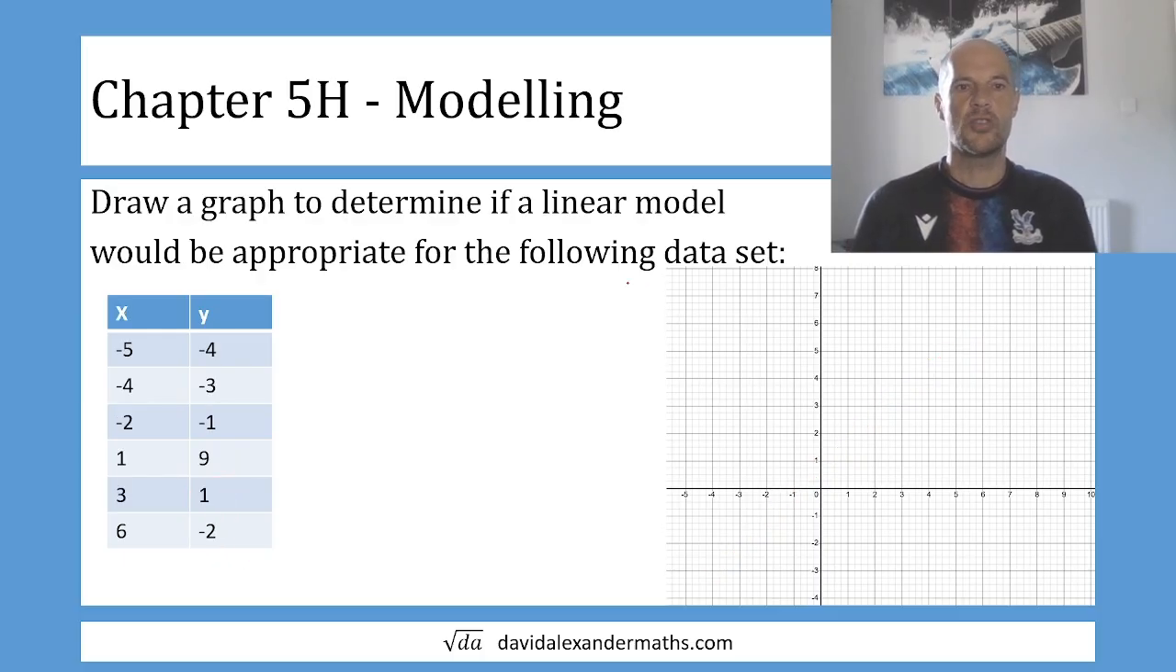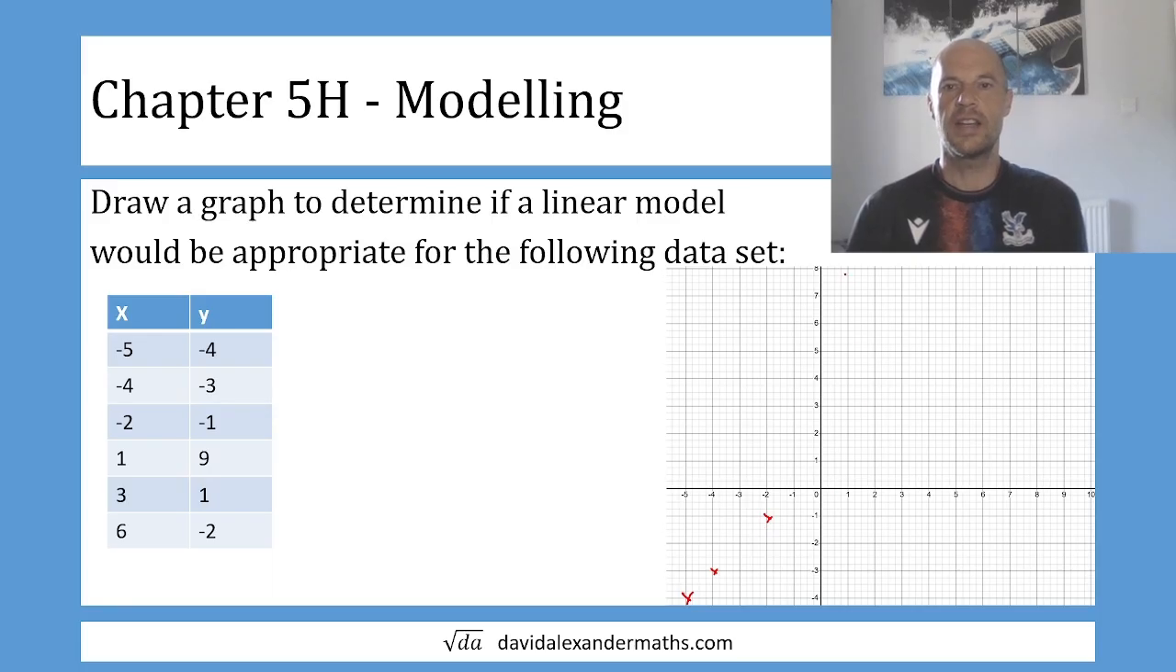Is a linear model appropriate for this data set? So -5, -4, -4, -3. Okay, well that's definitely a straight line, but of course if you do 2 points you're always going to get a straight line. -2, -1. Okay, still looking like a nice straight line.